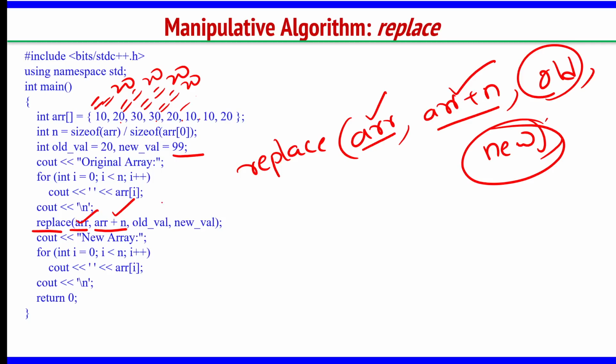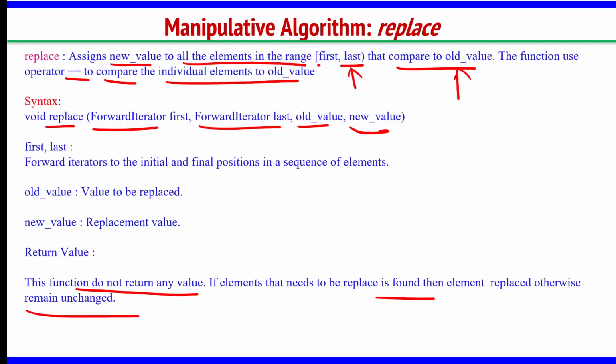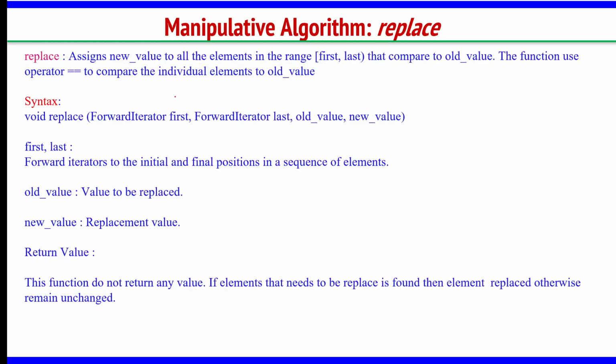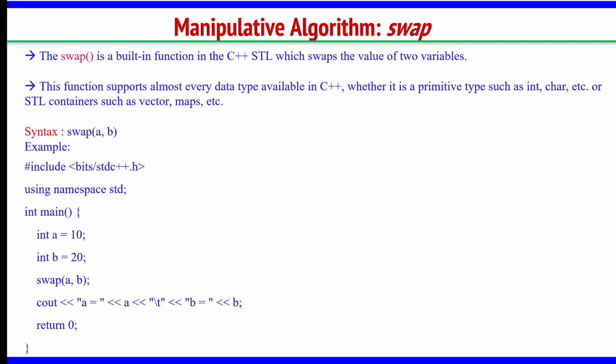Suppose you gave here old value as maybe 15 and new value as 50, there is no 15 in the given array, so it does not change anything, right. So, this is one simple example to explain replace, the most important one, replace. Let us go to the next one and the easiest one, swap.